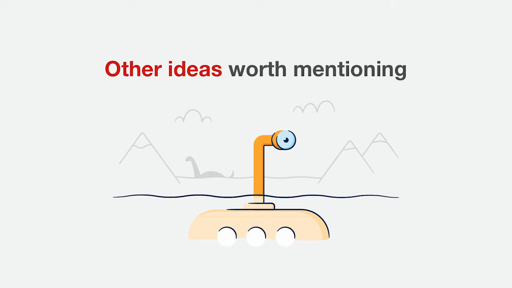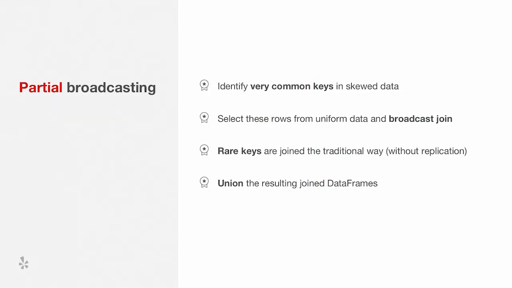So just before we wrap up, there's a few other related ideas that are worth talking about. One is this idea of partial broadcasting. I think the book High Performance Spark has a tutorial on how to do this. So this works in a slightly different way.